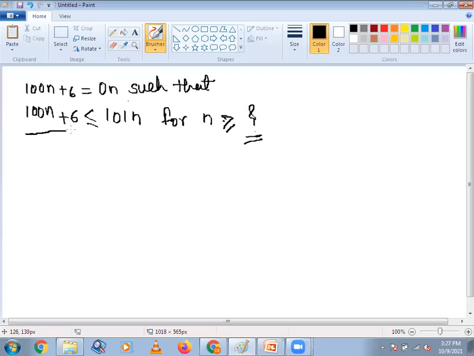Okay, see here, this is f of n, this is g of n, and this is some constant. This is the multiplication of these, and you must satisfy this equation. So you have to find the value of n.